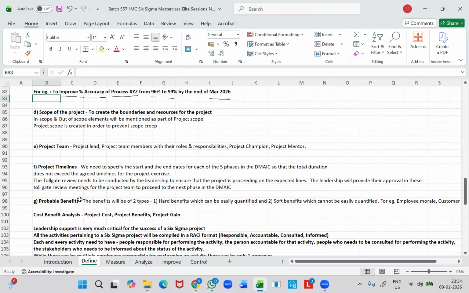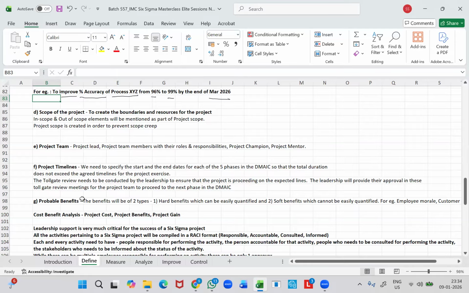So this toll gate review participation by the leadership would send out the right signals to the other stakeholders that the leadership is very much interested in this project exercise. And the other stakeholders also will continue supporting the project team.